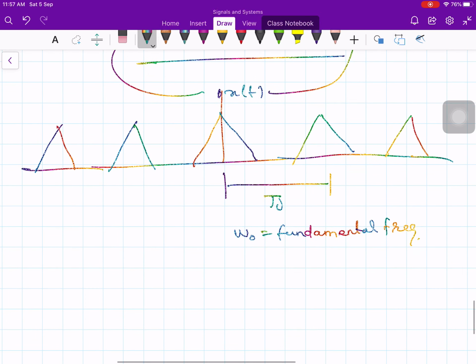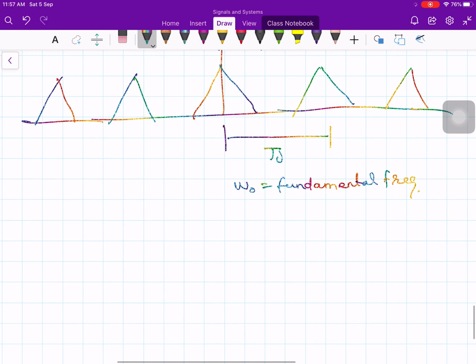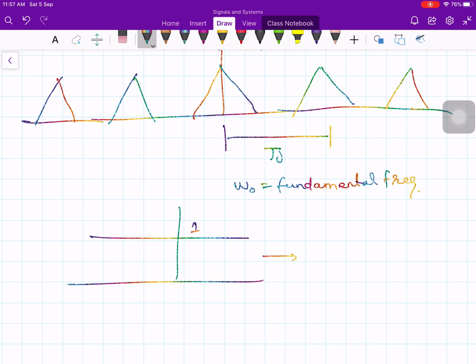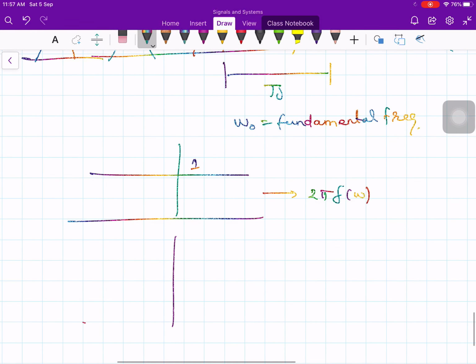Now we have seen that a constant will have a Fourier transform which is 2 pi delta of omega times that constant. Suppose we have constant 1, if we take the Fourier transform, 2 pi times delta of omega. Now instead of 1 I have some constant value, let's say c. Then what is the Fourier transform of this? 2 pi times c times delta of omega.